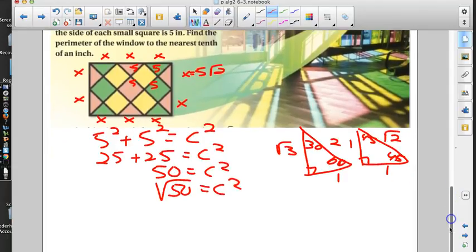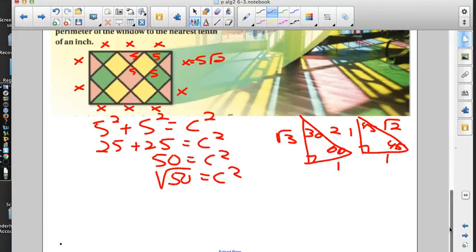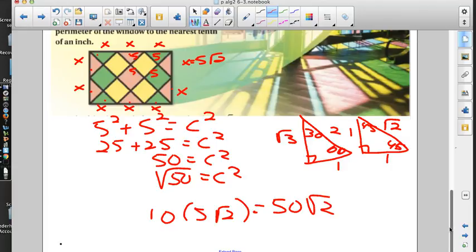So now, what we need to do is realize all of these are the same. We have 1, 2, 3, 4, 5, 6, 7, 8, 9, 10 of them. So 10 times 5 square roots of 2 is 50 square roots of 2. Now, like I said, if you can't remember the special relationship in the 45, 45, 90, you can get it there with the Pythagorean theorem. It's just going to take you a little longer. But you'll get it. What's important on the ACTs or the MCAs is that you have a backup plan in case you forget.